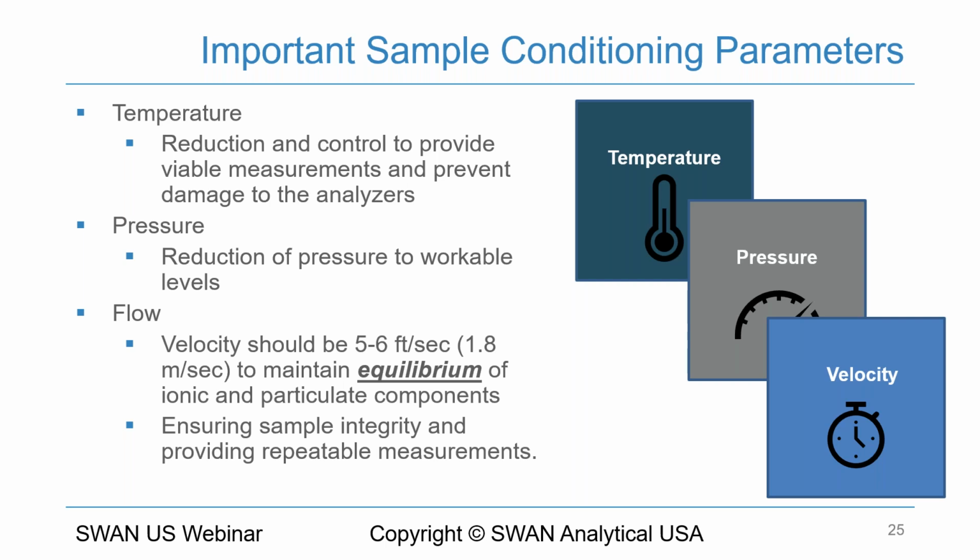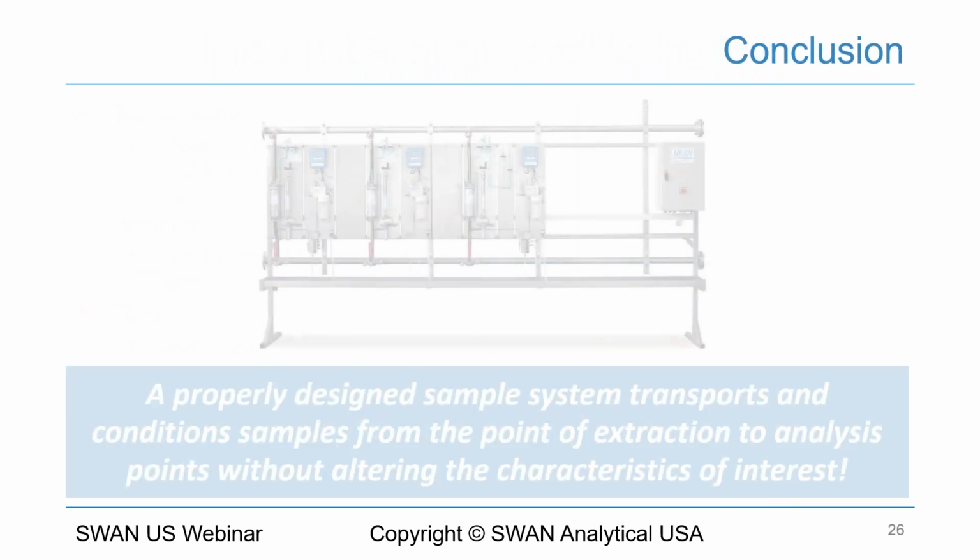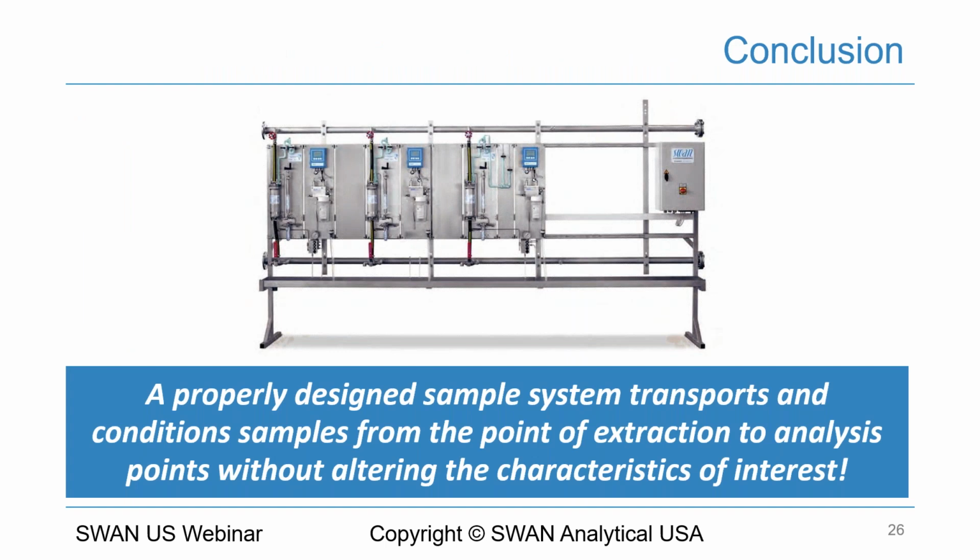Everybody, again, mentioned earlier that one of the big concerns that they have is the accuracy of the instrumentation. By taking care of the temperature, the pressure, and guaranteeing a stable flow with the constituents of the sample being carried from the process to the analyzer will allow you to go ahead and get those repeatable, accurate measurements. So in conclusion, a properly designed sample system transports and conditions the samples from the point of extraction to the analysis points without altering the characteristics of interest.